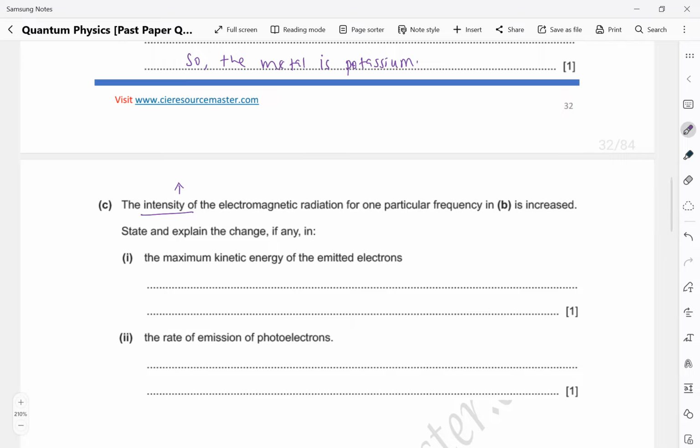So I would simply say that kinetic energy depends on frequency.